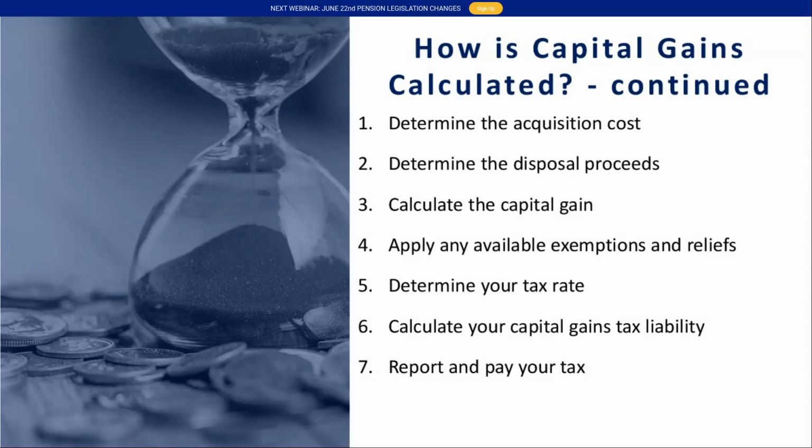So in this example that I'm going to pull through these 7 steps, we purchased a buy-to-let property at £200,000. So that would be deemed as the acquisition cost.